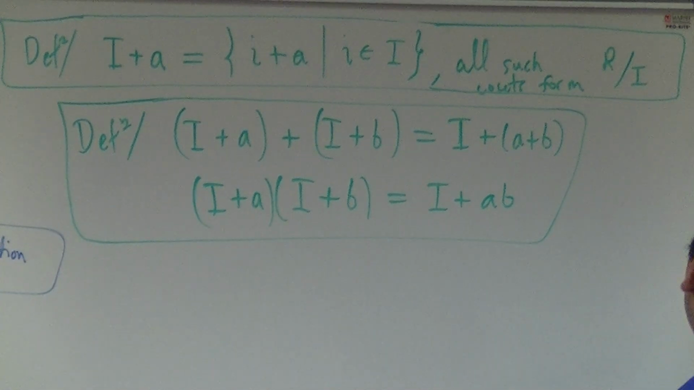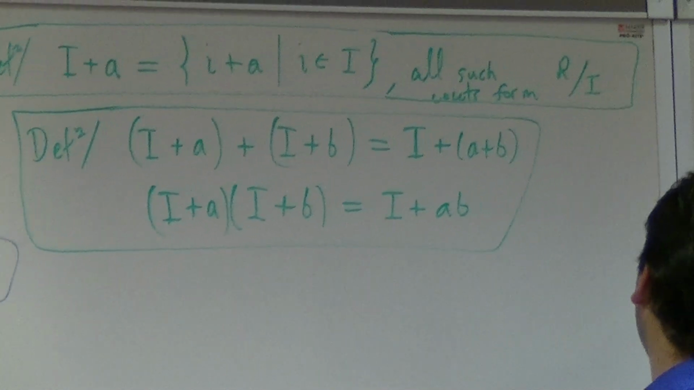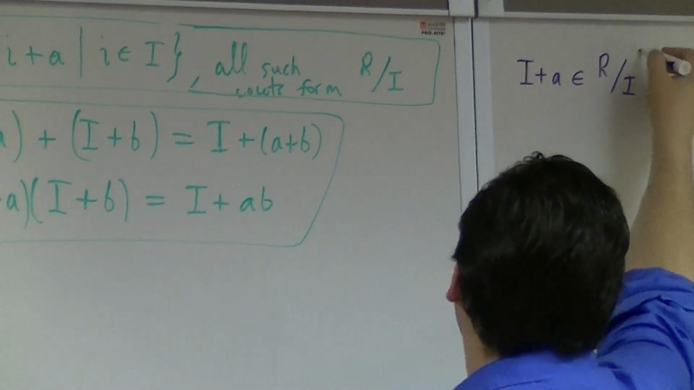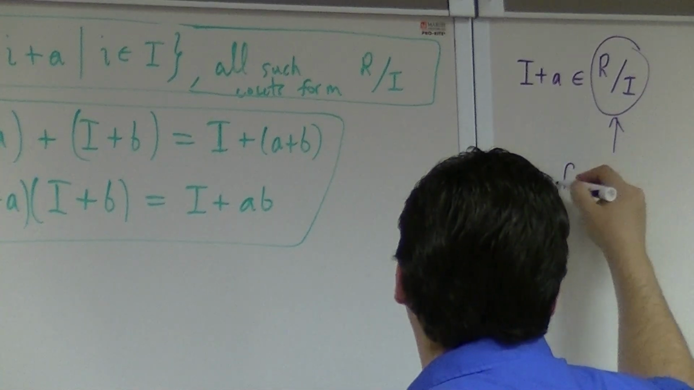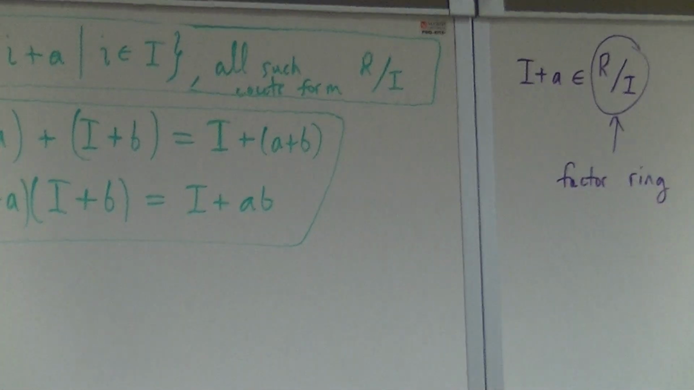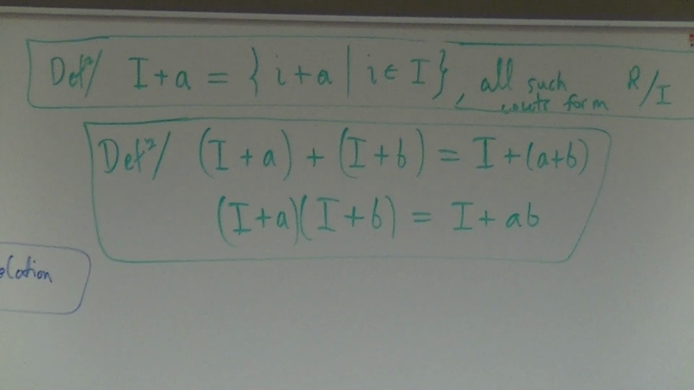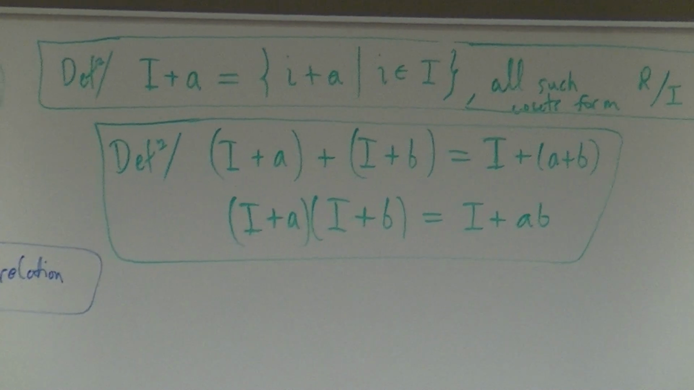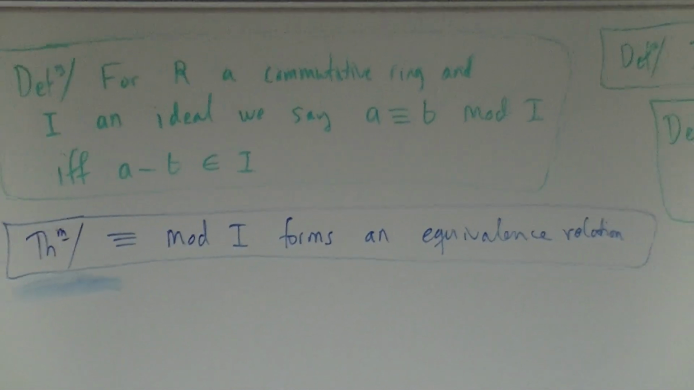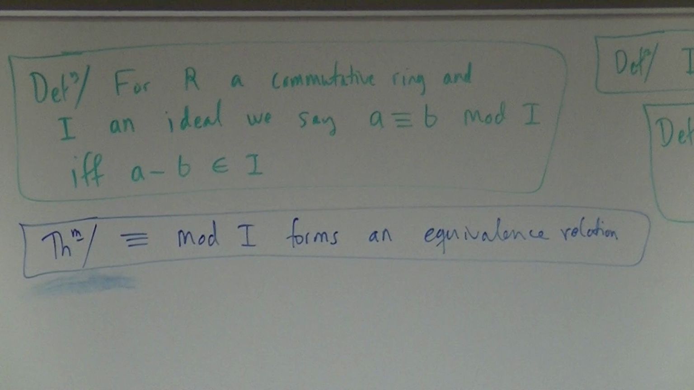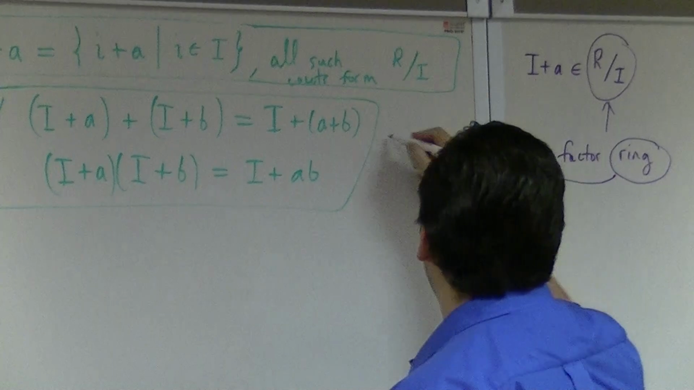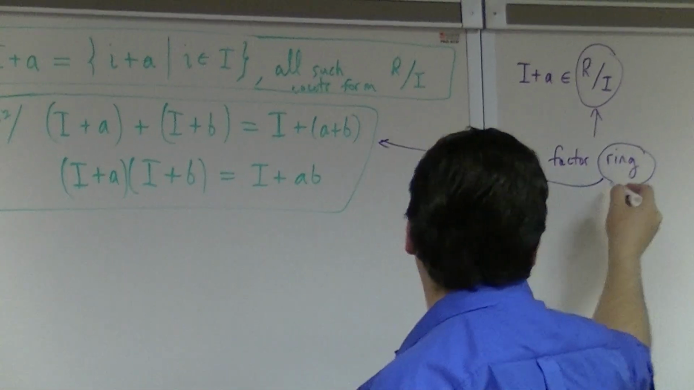So basically, what I'm trying to say here is that I plus A is an element of R mod I, okay? And this thing right here, we will soon learn, is called the factor ring. So that's the factor ring, which by my terminology you might suspect is a ring. So one of our first orders of business is going to be to explain why R mod I, R divided by I, is in fact a ring, given that I is an ideal. Now you say a ring with respect to what?